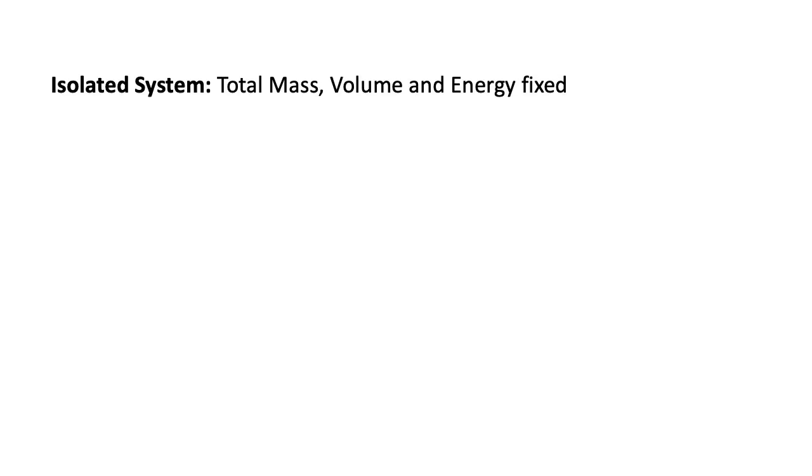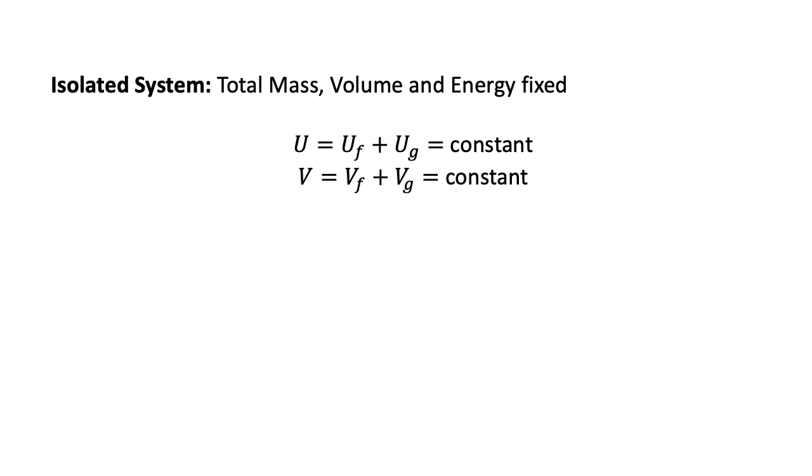We have an isolated system, so the total mass, volume, and energy are fixed. Therefore, U, which is the internal energy of the total system, which is equal to U_F plus U_G, is constant. Similarly, the volume, V, is equal to constant, and the mass is constant.